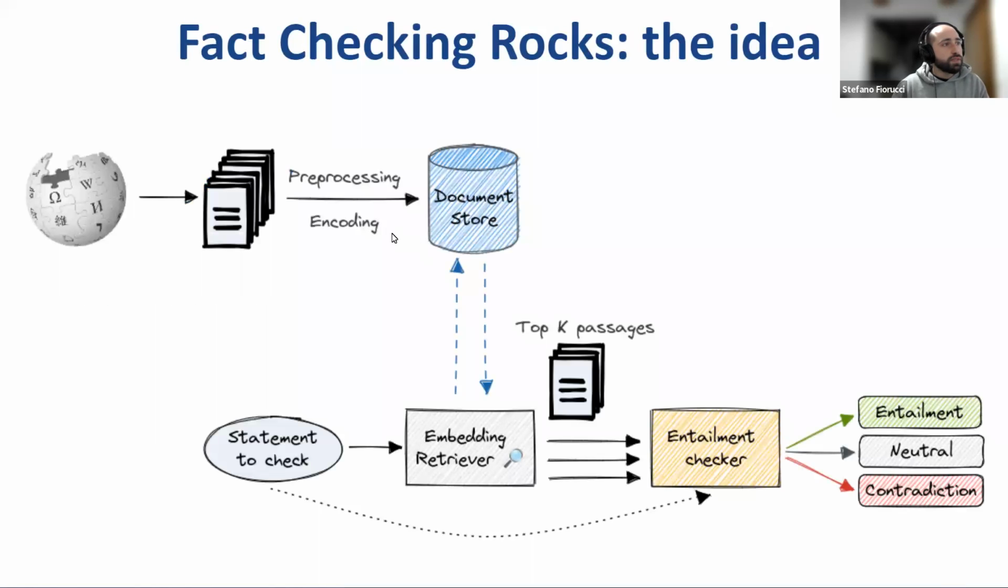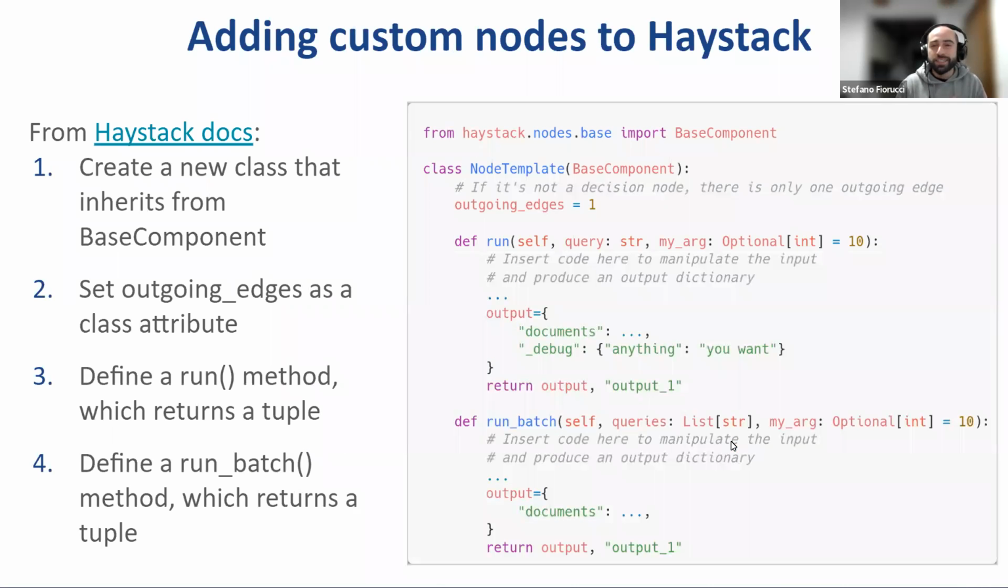So now we have already done the indexing phase, and we also defined the embedding retriever. So we have to implement this new type of node, the Entailment Checker node. But how can we implement a custom node for Haystack? In the Haystack documentation, there is a good guide. And so you can create custom nodes to perform various tasks.